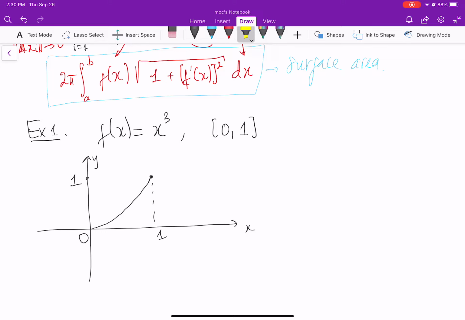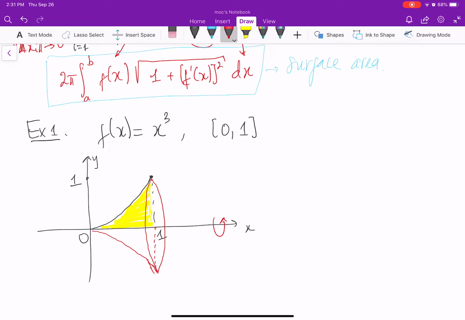And now we rotate the region about the x-axis. Let's rotate this about the x-axis. So we get something like this. I hope you can imagine, right? Something like this. Yes, and we need to find the surface area of this solid region.